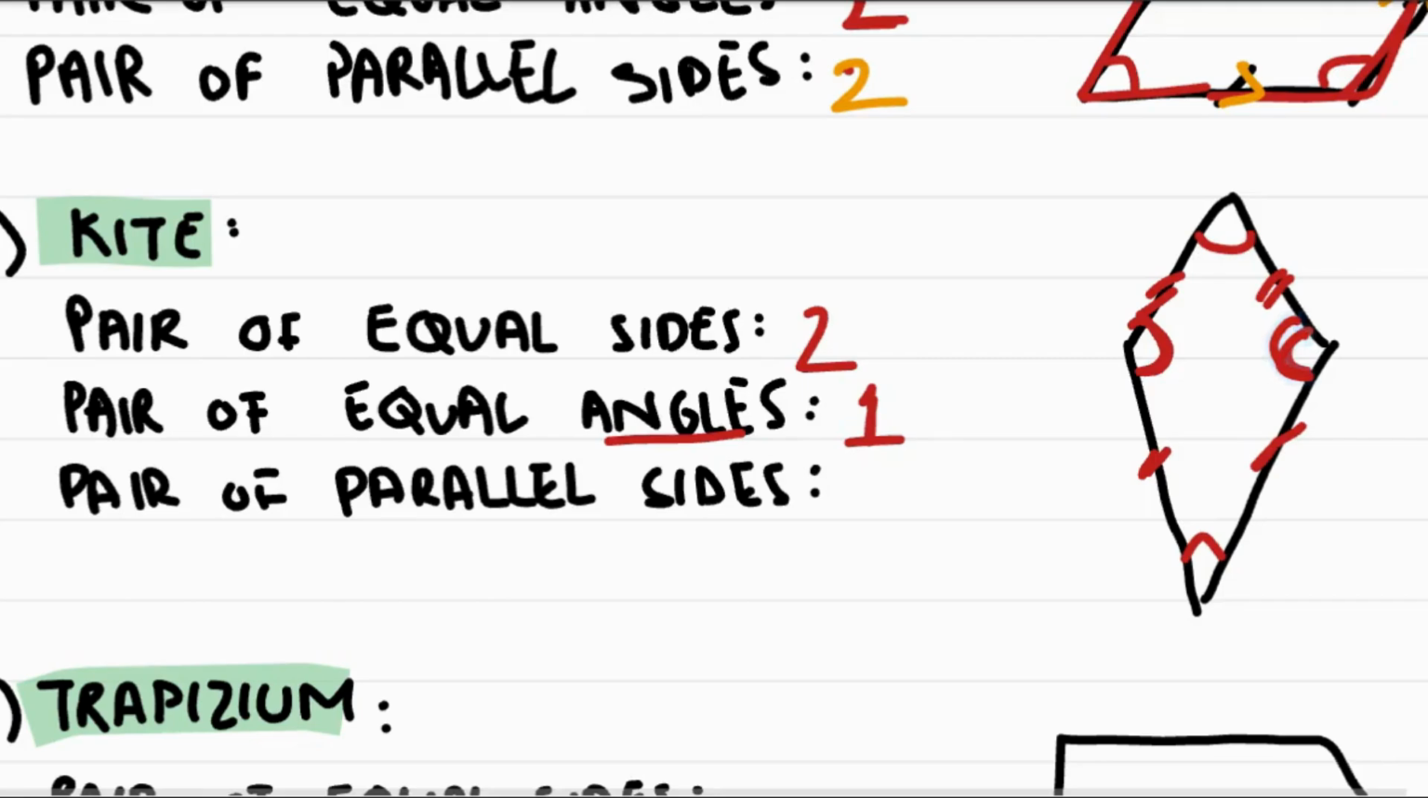Pair of parallel sides. Now parallel side, I'll show it with another color. So this side and this side, obviously this is not parallel, whereas this side and this side is not parallel either. But you might say that this side and this side might be equal, but that is not the case, because it's not, right? And this side is not equal either. So that gives us zero parallel sides.